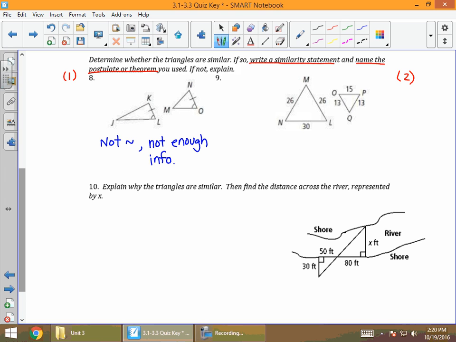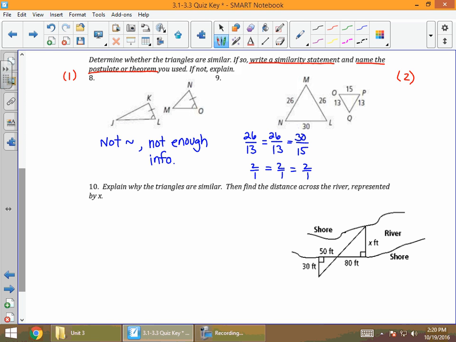Number 9, I don't know anything about my angle, so I'll just check my sides for proportionality. So 26, 26, and 30, smallest to largest. The other one is 13, 13, and 15. So simplify. 26 to 13 reduces to 2 to 1. And 30 over 15, 2 to 1. So these are all the same. 2 to 1 is the scale factor.